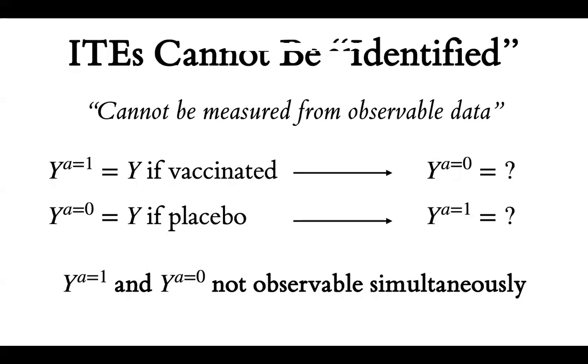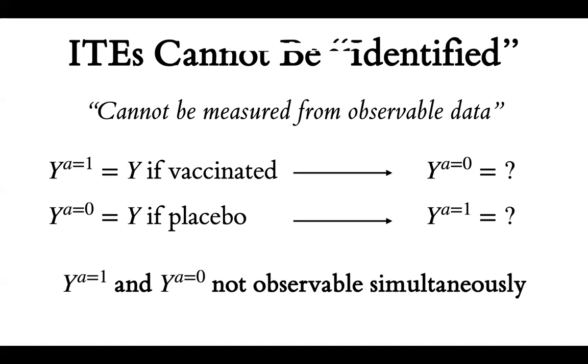I can measure this for every individual, and that's why it's called the individual treatment effect. The issue with this ITE, which I just mentioned a little bit earlier, is you can't actually measure this from observable data. And the reason is that when the individual is vaccinated, then your counterfactual Y superscript A equals 1 is equal to the observed outcome. But then Y superscript A equals 0 is unknown. You have no idea what would have happened if you had not vaccinated this individual. Similarly, if you decided not to treat the individual, you gave the individual a placebo, you have no idea what would have happened if you went back in time and gave them the treatment instead. So both counterfactuals for A equals 1, A equals 0 are never observable simultaneously, which means that there's no way that you can actually measure this from observable data.